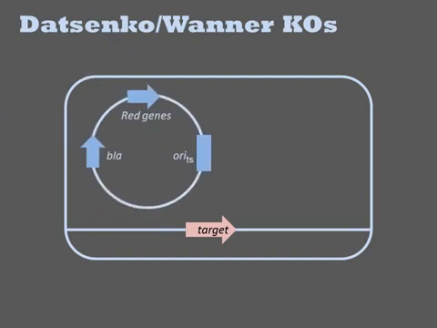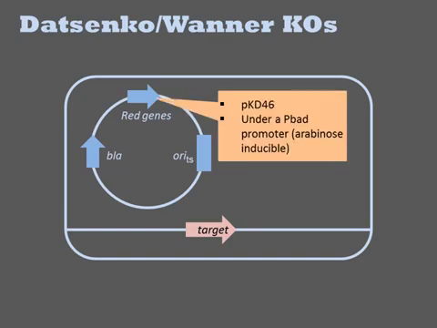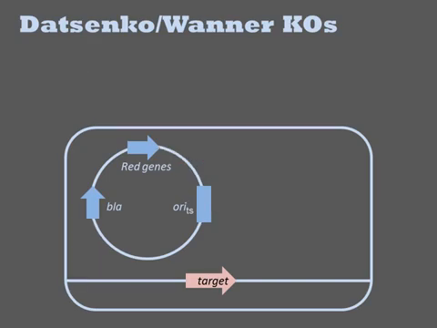The cell is first transformed with a helper plasmid called pKD46, and it's grown at the permissive temperature of 30 degrees. This temperature-sensitive plasmid encodes the lambda-red genes under a PBAD promoter. Growth of the cells with arabinose present will induce expression of this cassette, resulting in the production of lambda-red and the enhancement of homologous recombination in the cell.